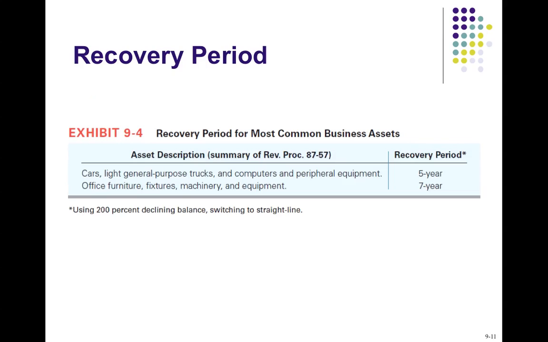Again, on the exam, I'm going to tell you what the recovery period is, so you'll always have the recovery period. Your homework, you might have to determine what the recovery period is, and this table, most assets that we use in a business are either going to be 5-year assets or 7-year assets, and so this exhibit just tells you which are 5 and which are 7. So you might need this table for the homework, but for the exam, I will tell you the taxpayer purchased a 5-year asset or it's a 7-year asset. You'll know what the recovery period is.